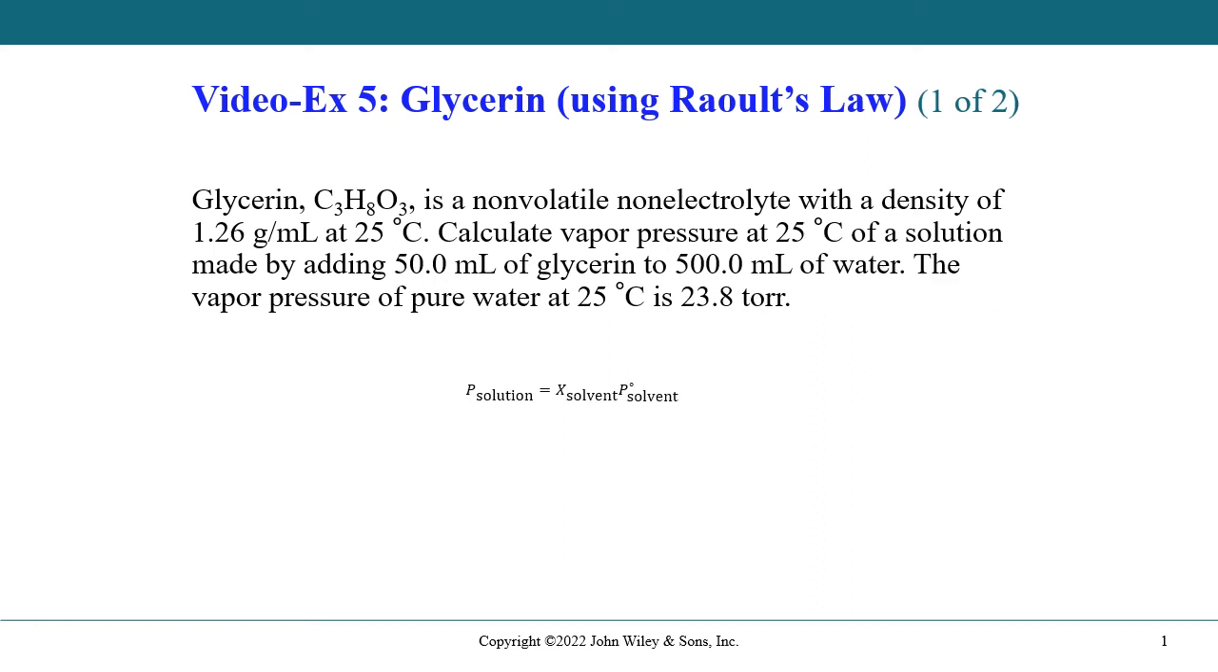Welcome, Chemistry 1B, Unit 4, Video Example 5. In this example, we're going to calculate vapor pressure using Raoult's law.